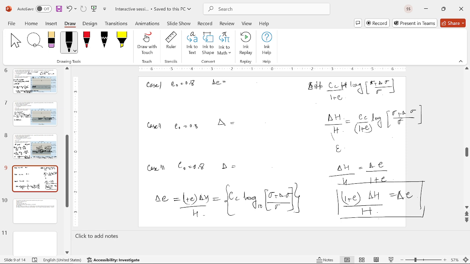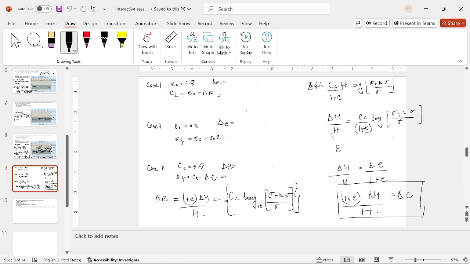So instead of writing the settlements here, let me write delta e and delta e, and from this we can get the final: e_f will be e naught minus delta e. e_f is equivalent to e naught minus delta e. e_f equals e naught minus delta e.